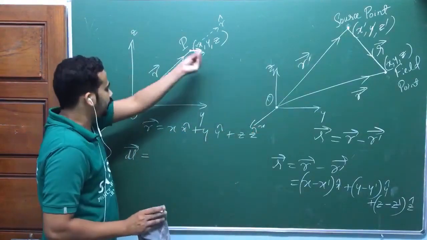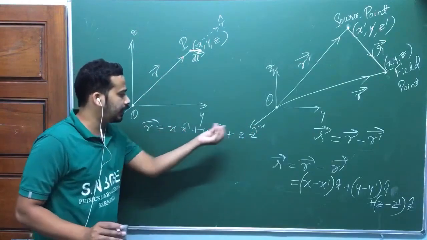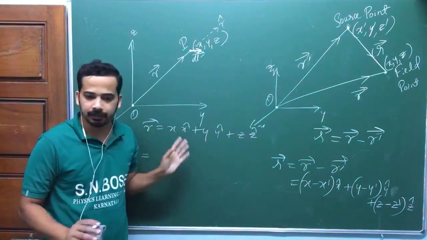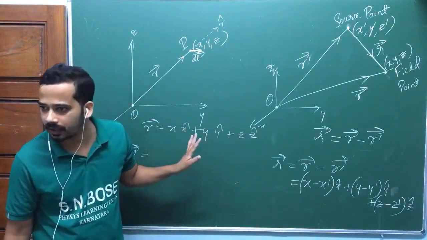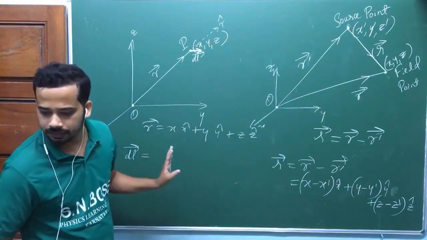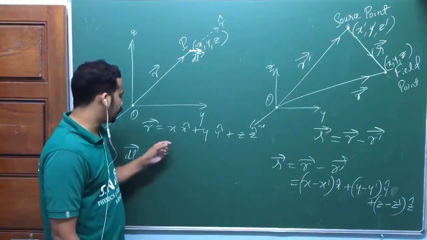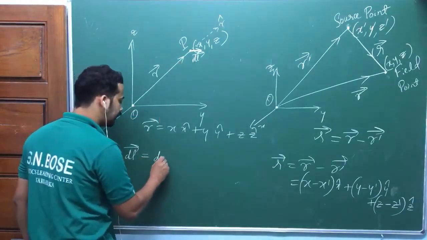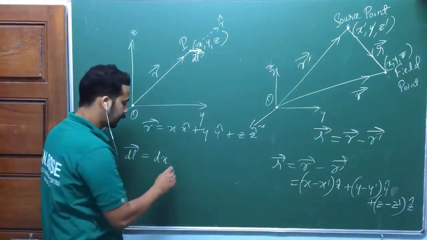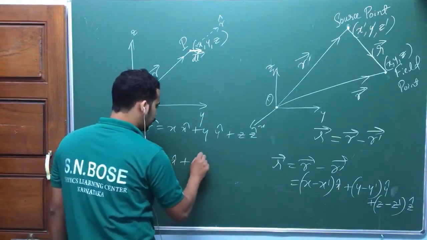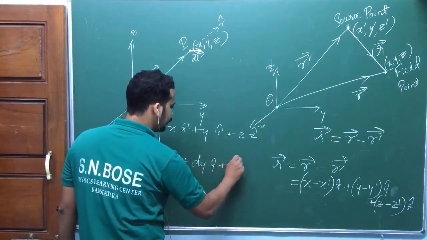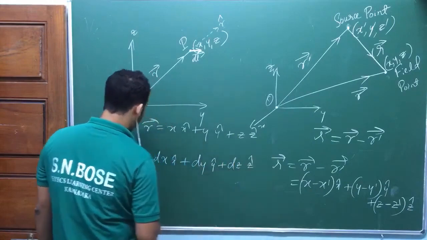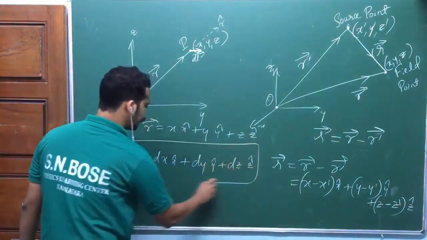So if you displace from that point, you are changing X, Y, Z. You are not changing X cap, Y cap, Z cap. X cap, Y cap, Z cap are not changing in Cartesian coordinates. They are fixed. Once you fix that, if you go to a neighboring point, this dL vector is written like this: dx into X cap plus dy into Y cap plus dz into Z cap. We may need this in many cases.